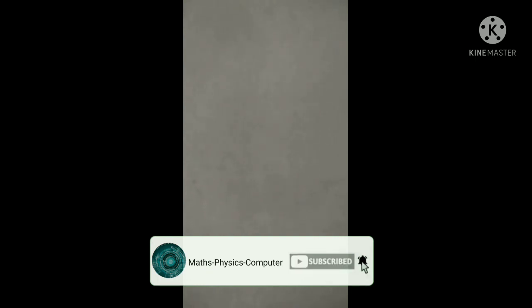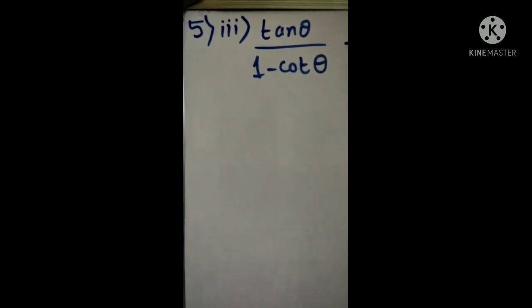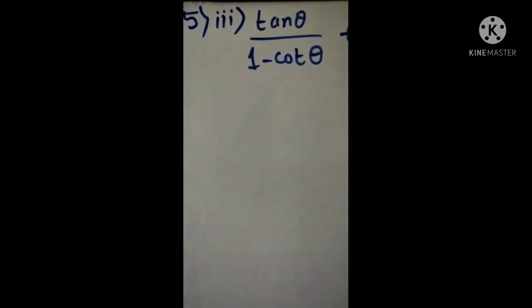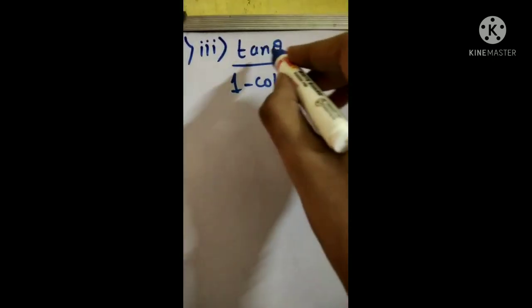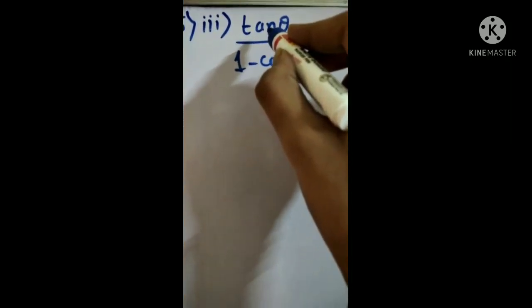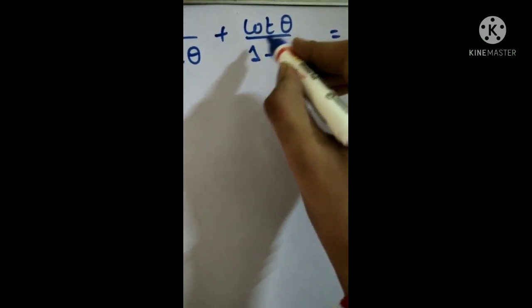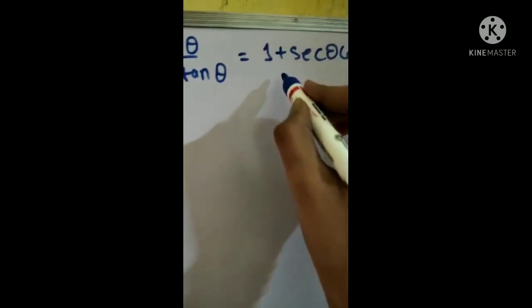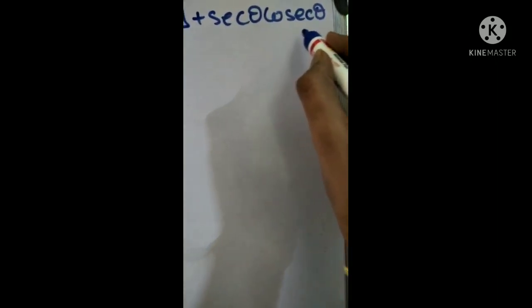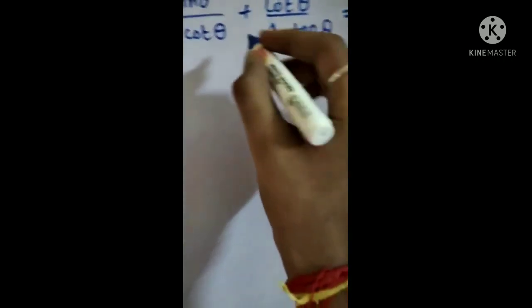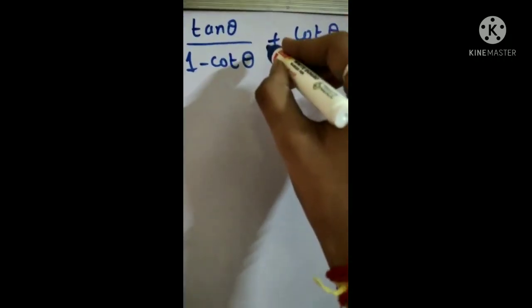Now let us solve 5 Roman 3. This is the question of 5 Roman 3 and I have written it on the board. You can see that tan theta by 1 minus cot theta plus cot theta by 1 minus tan theta is equal to 1 plus sec theta cosec theta. It is told to prove. That means this one is our LHS and this one is our RHS. So let us solve the LHS and prove the RHS.